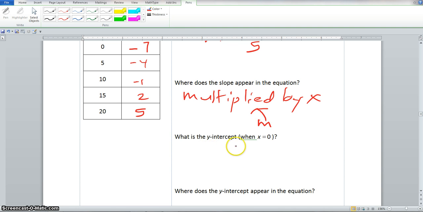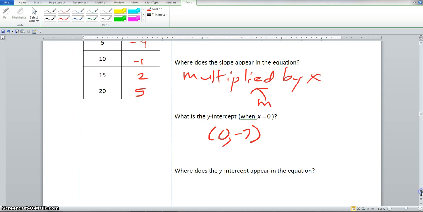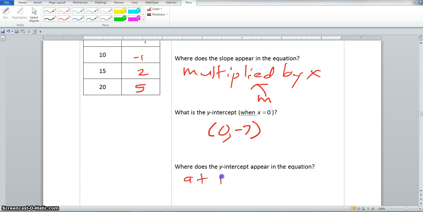Now, what is the y-intercept? That's when x is 0. Whenever x is 0, whatever the y value is, that is your y-intercept. So we will write that as an ordered pair of 0, negative 7. It says, where does the y-intercept appear in the equation? It appears at the end by itself. And we also commonly know that as our b.